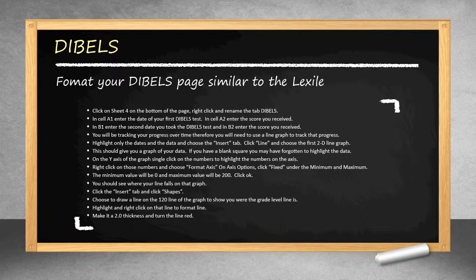You will be tracking your progress over time, therefore you will need to use a line graph to track that progress. Highlight only the dates and the data and choose the Insert tab. Click Line and choose the first 2D line graph. This should give you a graph of your data. If you have a blank square, you may have forgotten to highlight the data.